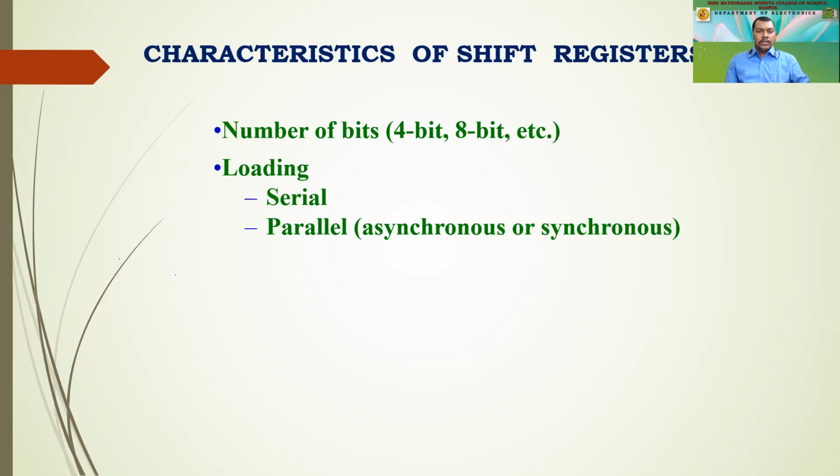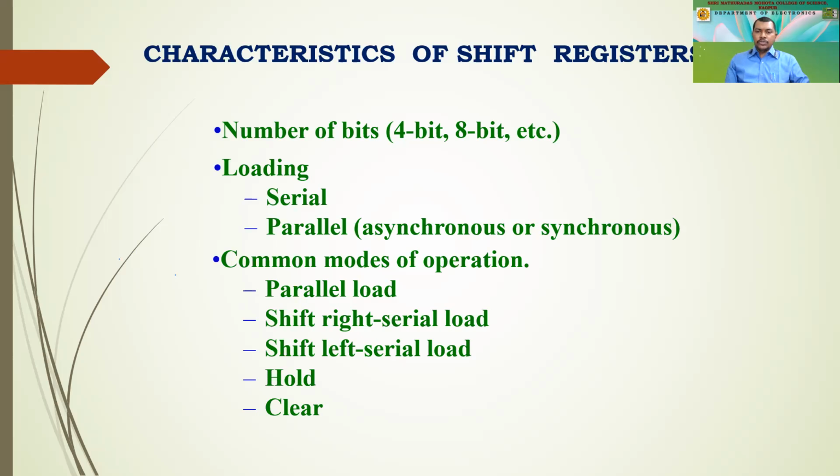Then we have loading, serial or parallel. So how the data is given as input to the shift register, that might be serially, that might be parallelly. Direct data can be given. Then we have asynchronous or synchronous. Then the common modes of operation are parallel load, shift right, serial load, then shift left, serial load again, hold and clear. These are some of the common operations, the characteristics of shift registers. And the last one is the recirculating or non-recirculating type of shift register. So this all comes under sequential circuits, the shift register part.